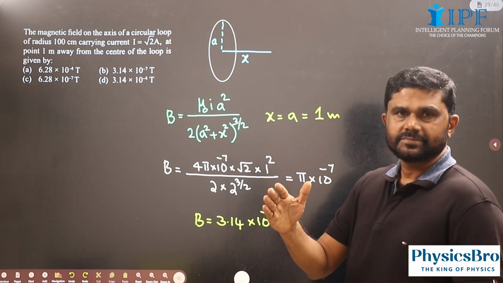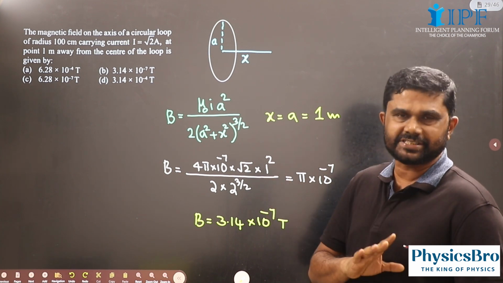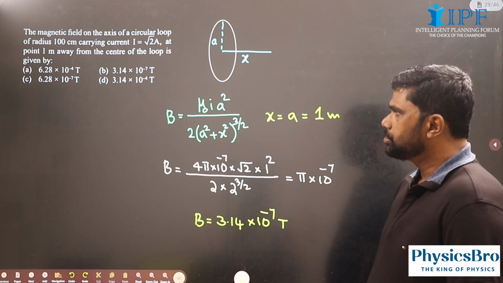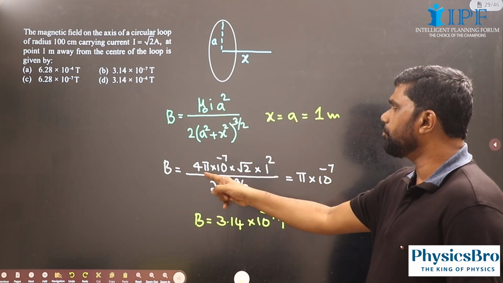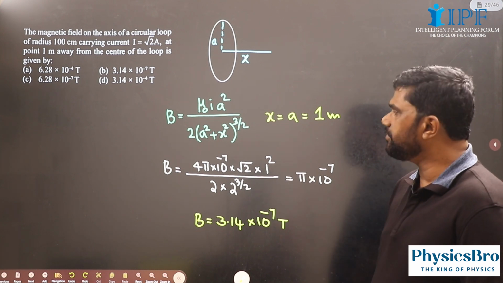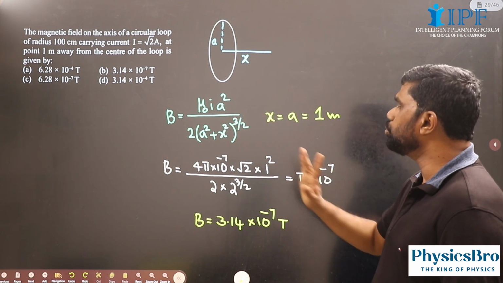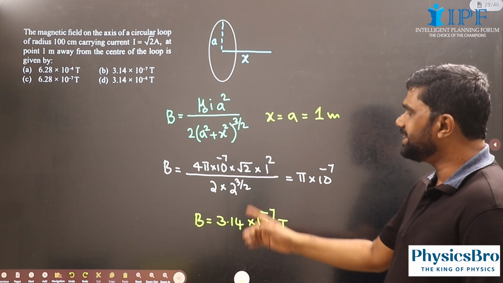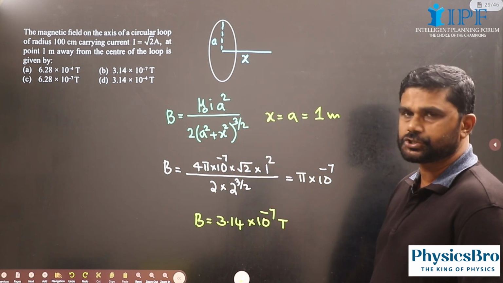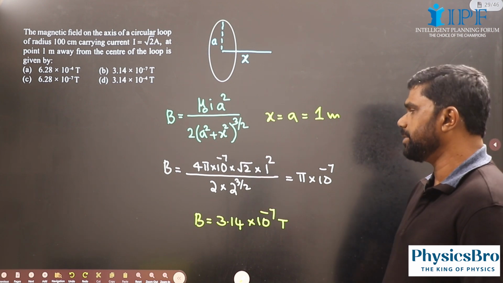Here x is 1 meter and a is 100 centimeter, both are the same, each equal to 1 meter, x equals a equals 1 meter. So let's find B. Mu 0 is 4 pi into 10 raised to minus 7. a is 1 meter, so a squared will be 1. Okay, current is root 2, right? And in the denominator we will have 2, then 1 plus 1, that is 2, raised to 3 by 2.